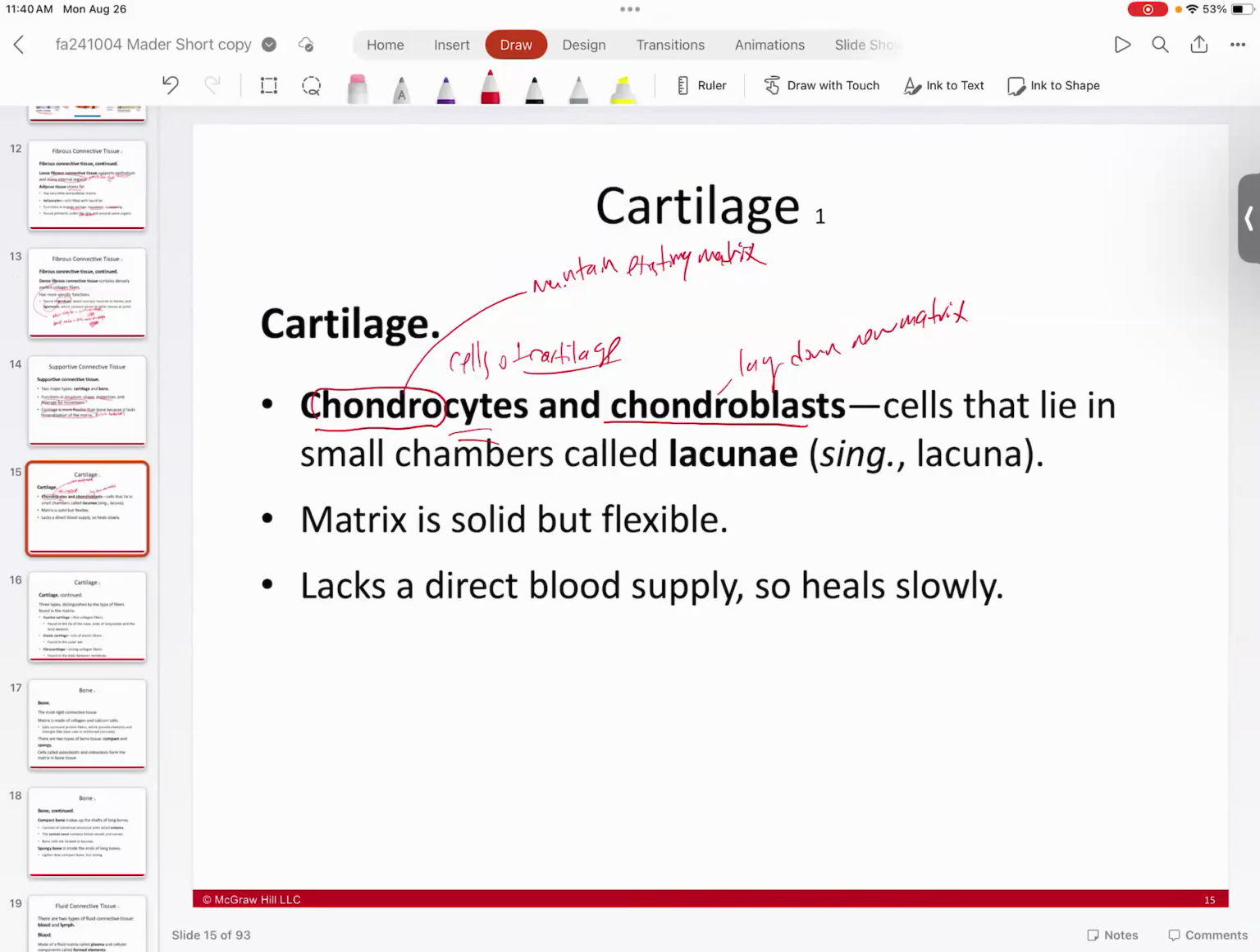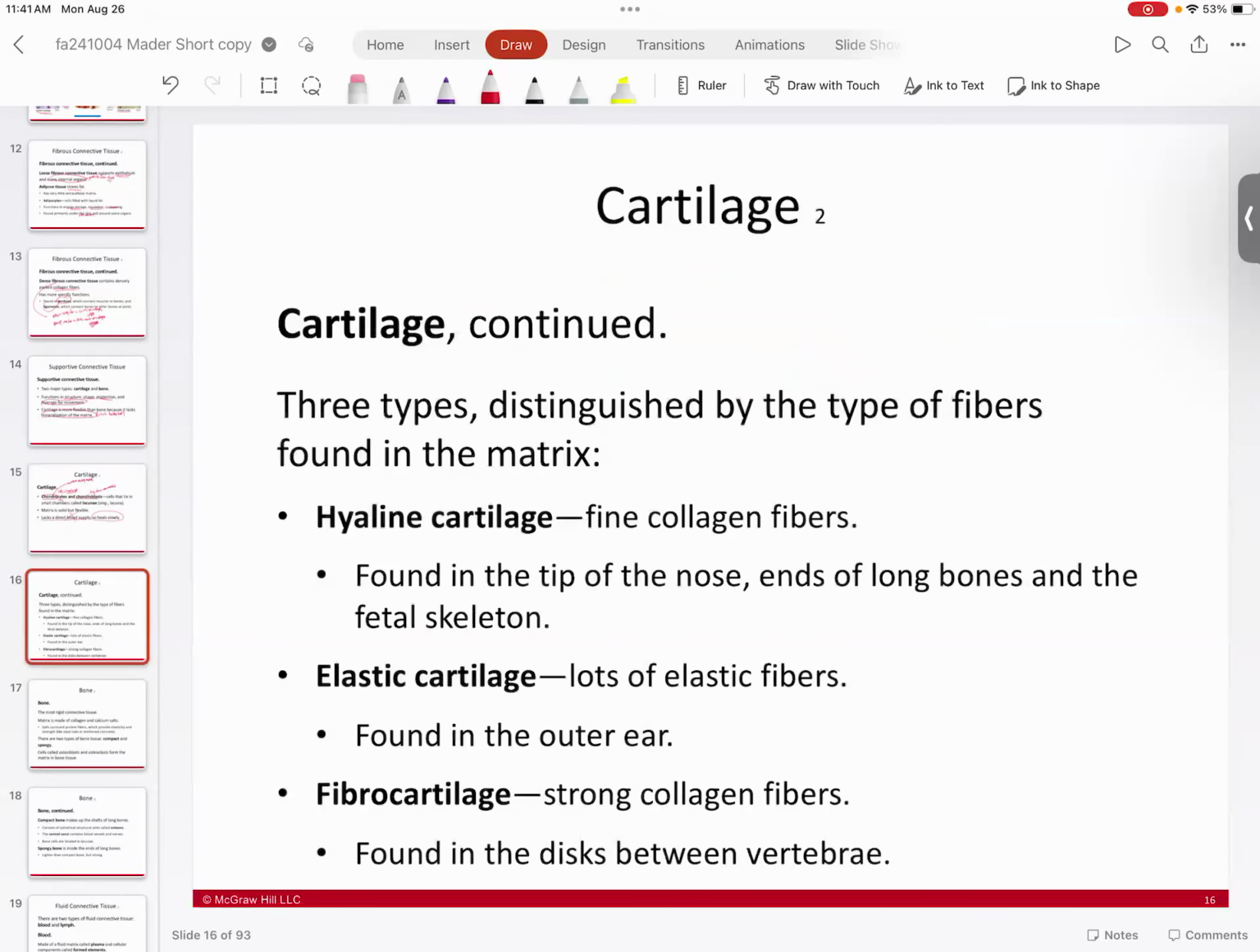The one thing that's important to learn about cartilage is that it does not have blood supply to it. And as a result, if you damage your cartilage, you're going to be slow to heal. Okay, that's true for bones or other tissues.